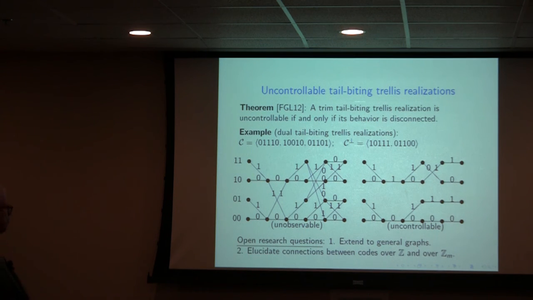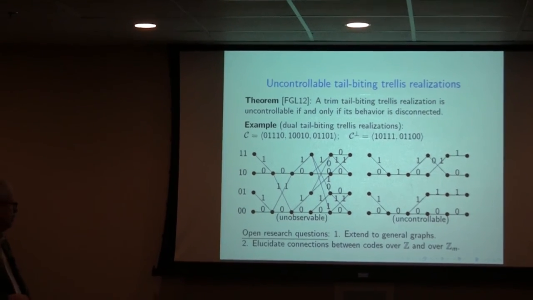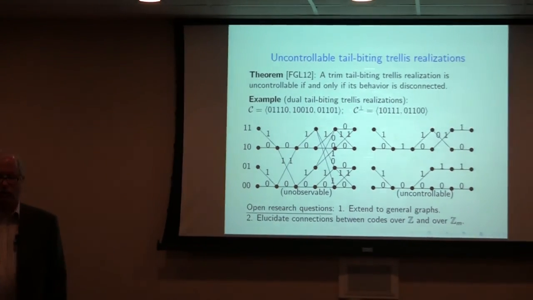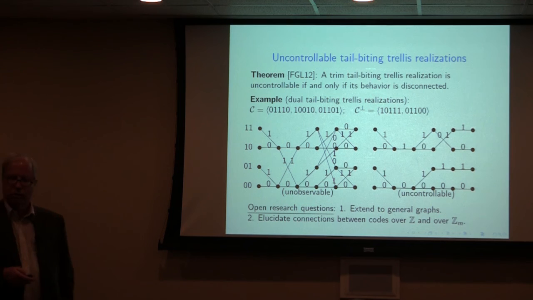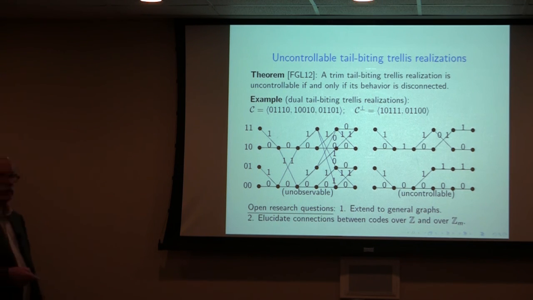So we've proved that for tail-biting linear realizations, they're uncontrollable if and only if their behavior is disconnected in the way I showed you before. Here's a more complicated example: unobservable, and its dual uncontrollable. And again, this is for tail biting. We'd like to extend this result to general graphs. And we haven't pinned down what the relations are between these tail-biting notions of controllability and observability and the traditional codes over the integer time axis.